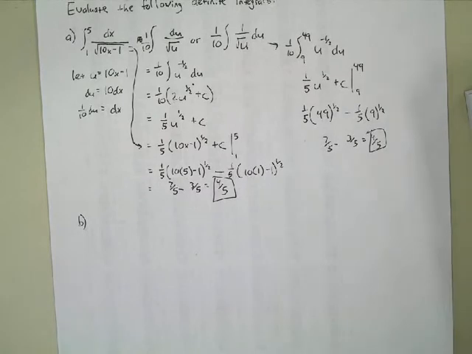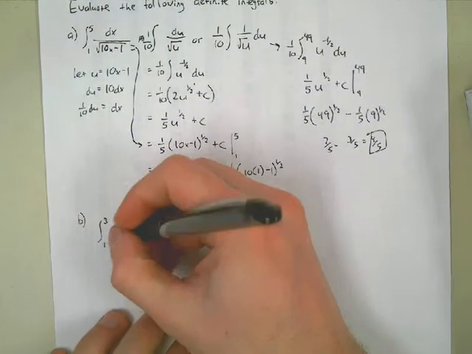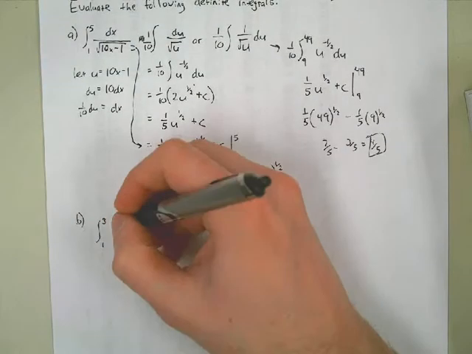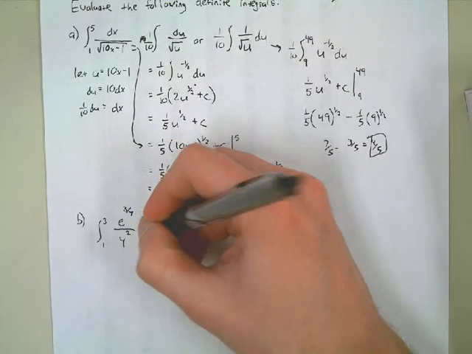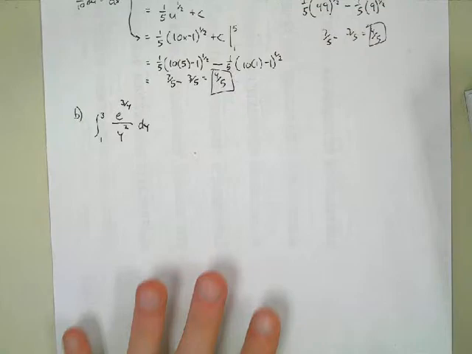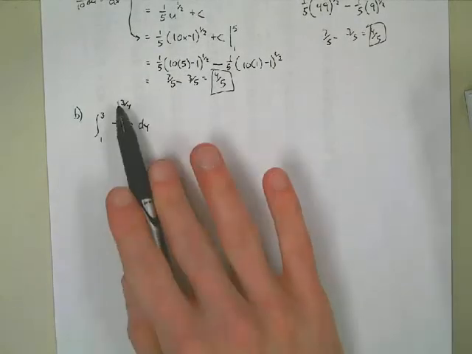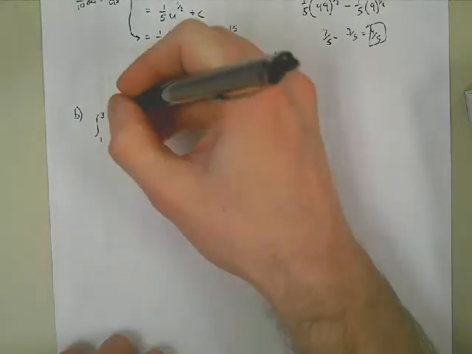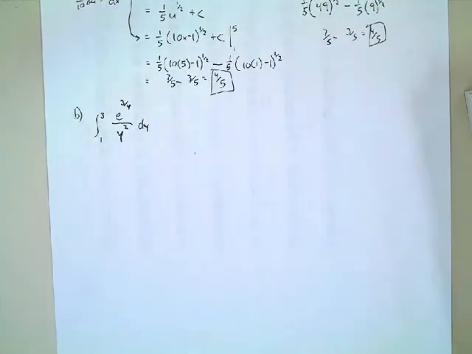Okay, let's try another one here. The integral from 1 to 3 of e to the 3 over y, all over y squared, dy. So e is being raised to the 3 over y power, and it's all over y squared dy.